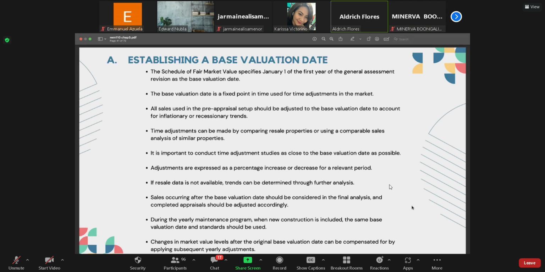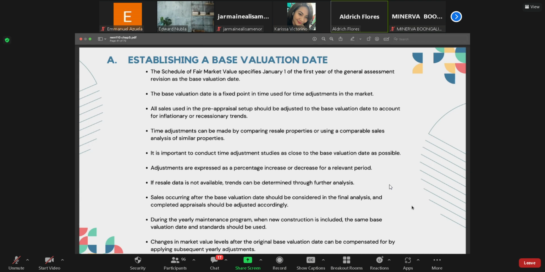Sabi rin, sa pag-analyze ng comparable properties, mas maganda na close siya sa base valuation date as possible for accuracy. Tapos, pwede rin daw i-consider yung mga sales na occur after the base valuation date. Basta, dapat lang na i-adjust siya sa base valuation date.